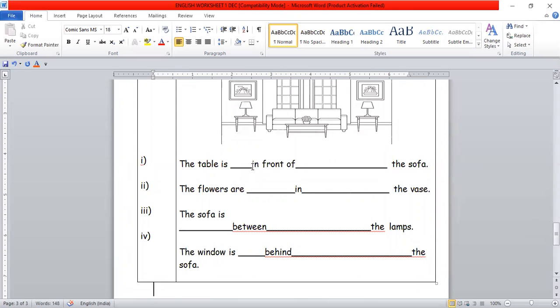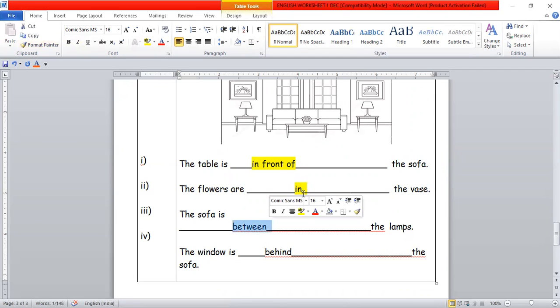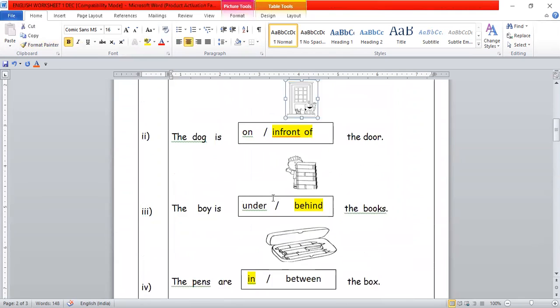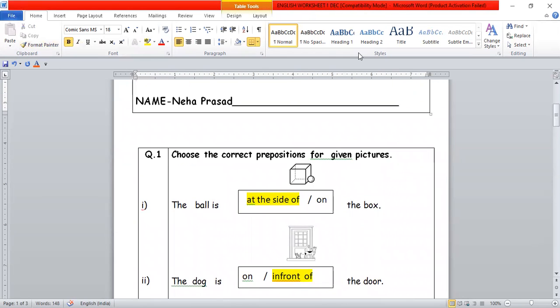Now let's read it again. The table is in front of the sofa, yes. The flowers are in the vase, correct. Now, the sofa is between the lamps, correct. And then the window is behind the sofa. So this is how we have to recognize the preposition, make the correct use of it, and be able to write it. Please complete this worksheet.